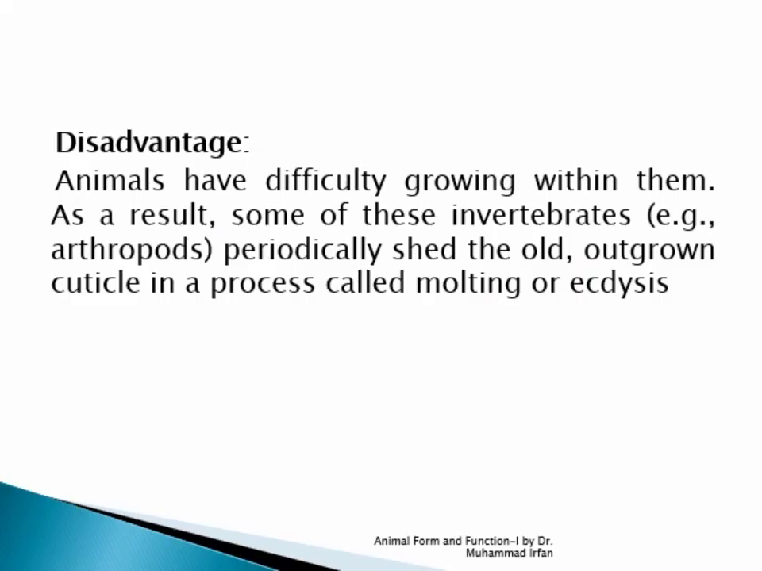The animals that have a cuticle on their surface, mostly the hard cuticle present in insects or arachnids, have this disadvantage: when they have to grow, they first have to shed the cuticle and then grow and then again make this cuticle. That process is called molting or ecdysis.